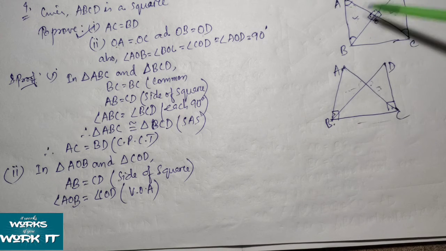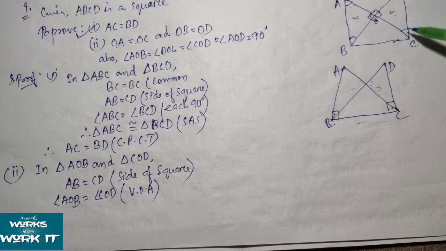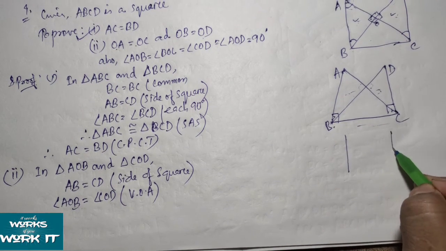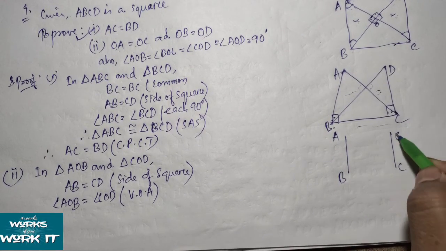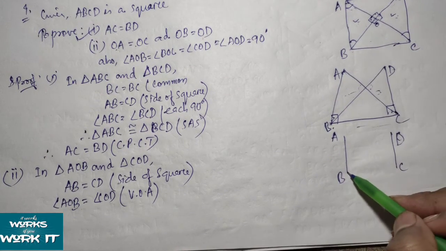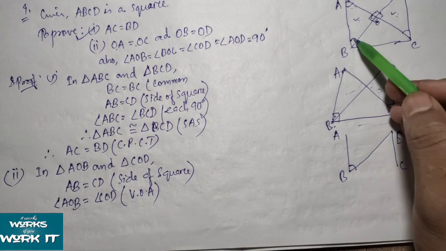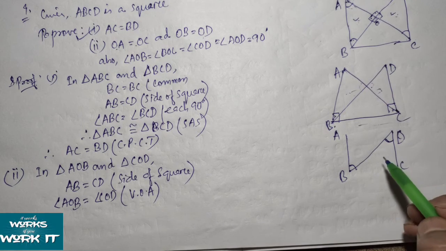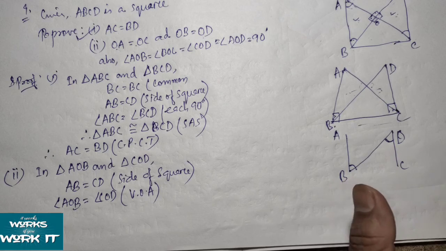So ABCD is a square, it has been given already. So opposite sides AB and CD will be parallel, and if I draw the transversal here, this angle and this angle will be equal. Why? Because of the property of alternate interior angles, they are equal.